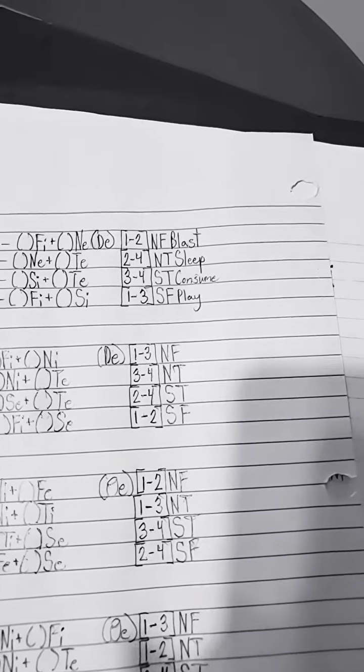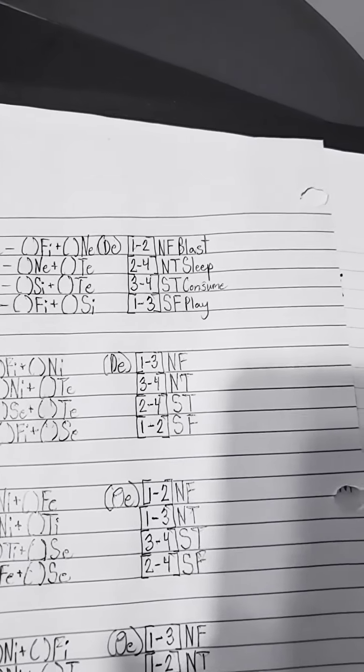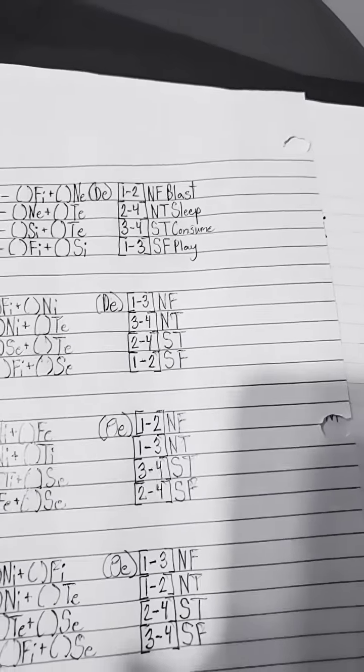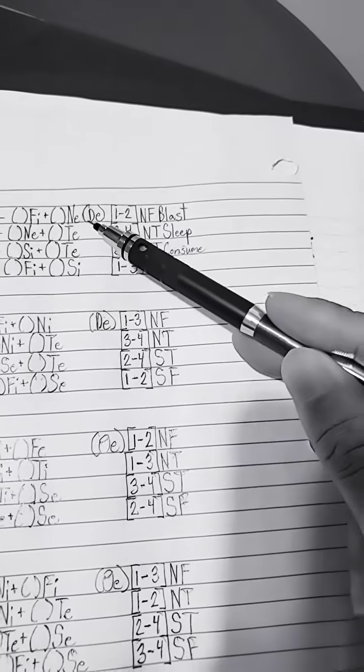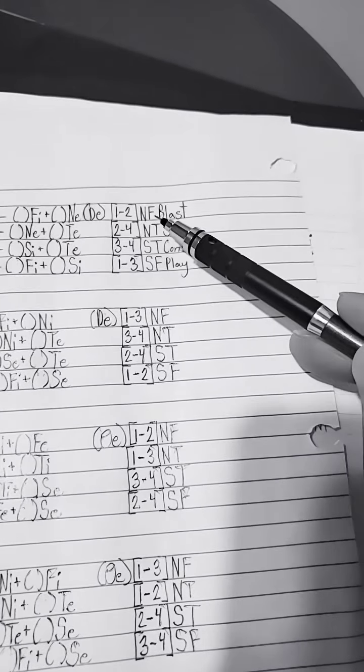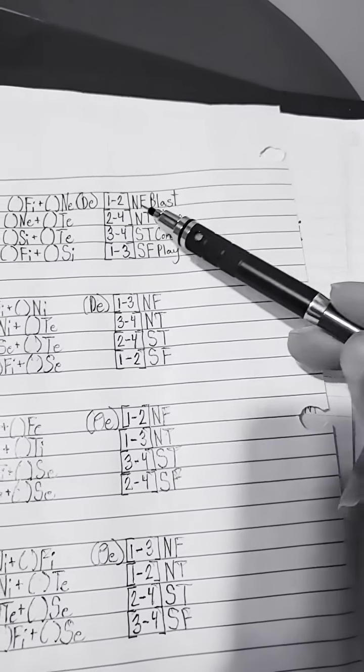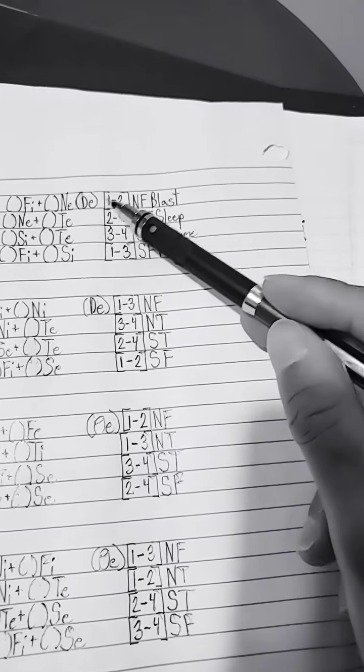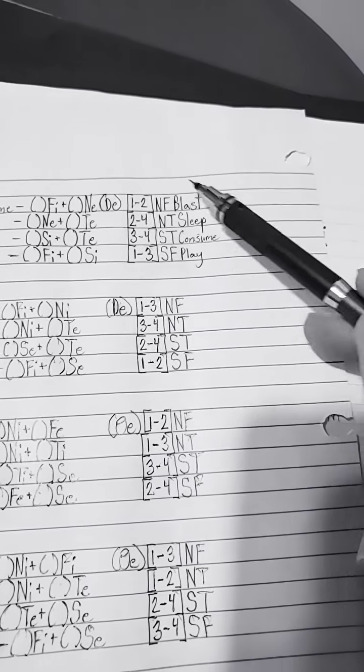So if we continue, pause. Okay, so I finished writing in the first order. Blast, sleep, consume, play. Why? Because we're dealing with DI 1 to 2 NF blank. So how did I know that it was blast? Because it's 1 to 2, it can only be blast or consume.